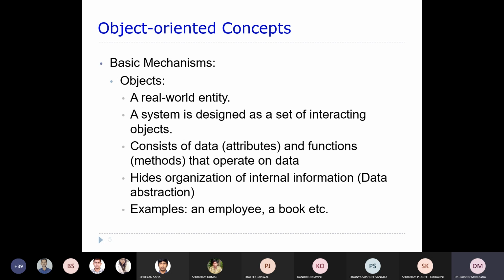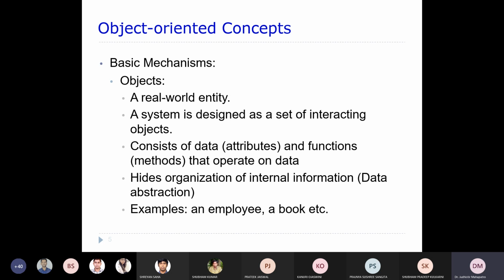Because of these concepts, object-oriented programming languages are very popular, and currently widely used in the industry. So what is an object actually? It's a real-world entity, something that exists in the real world. A system is designed as a set of interacting objects.